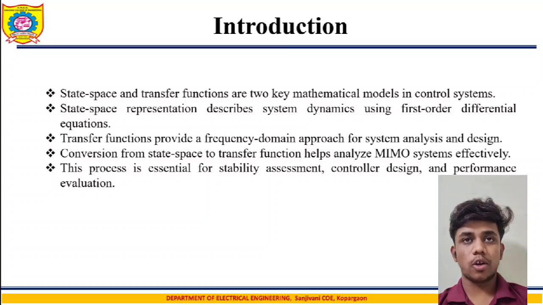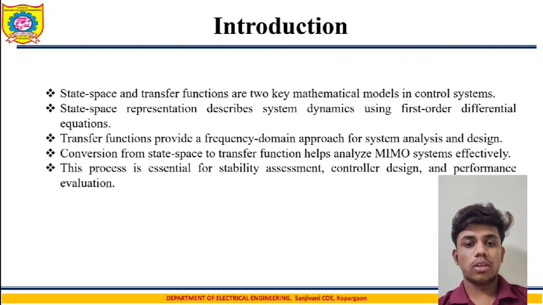In control systems there are two common ways to represent a system. First is state space and another is transfer function. State space uses equations to show how the system changes over time, and the transfer function shows the relation between the input and output in the frequency domain. Changing from state space to transfer function helps us understand multi-input and multi-output systems much better, and it is useful for checking system stability, designing controllers, and analyzing system performance.